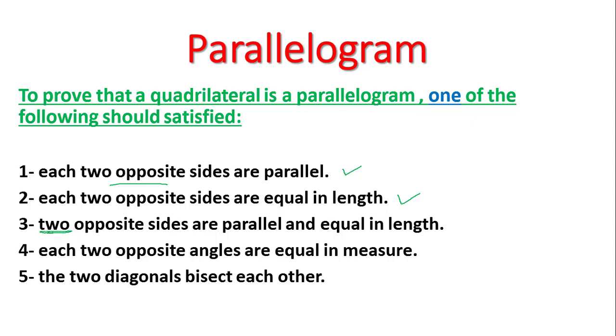Or, if you can prove that two opposite sides are parallel and at the same time equal in length, that's also enough to prove that this is a parallelogram. Or each two opposite angles are equal in measure. If you can prove that each two opposite angles are equal in measure, then it's also enough to be a parallelogram. Or the two diagonals bisect each other. Also, this property is enough to be a parallelogram.